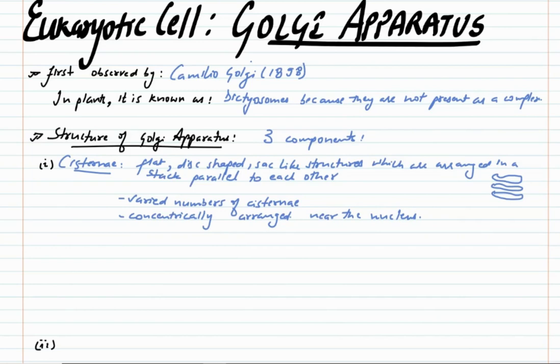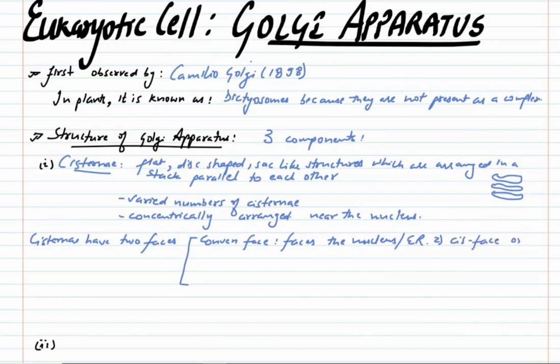The cisternae have two phases. One is a convex phase, which is towards the nucleus or endoplasmic reticulum. This phase is known as the cis phase or the forming phase. The other phase is a concave phase. This faces away from the nucleus or the endoplasmic reticulum. This phase is known as the trans phase or the maturing phase.